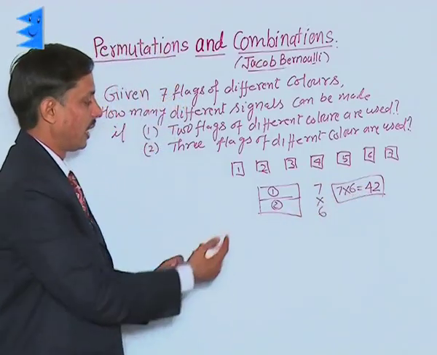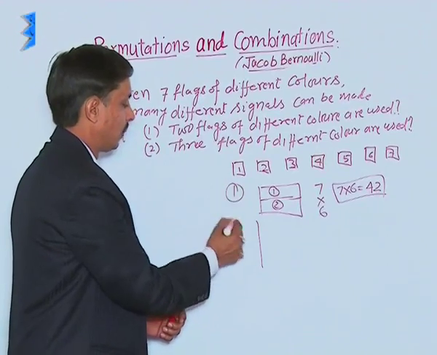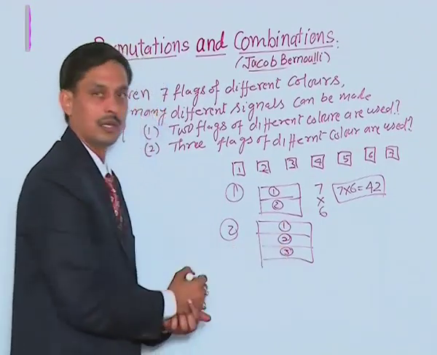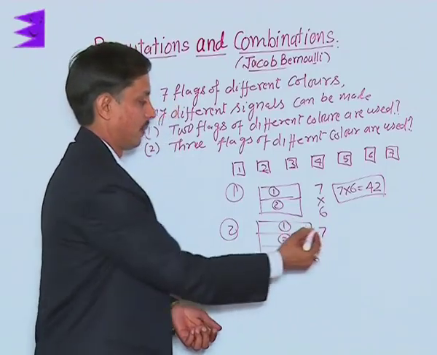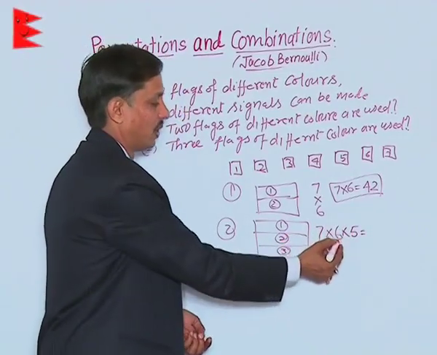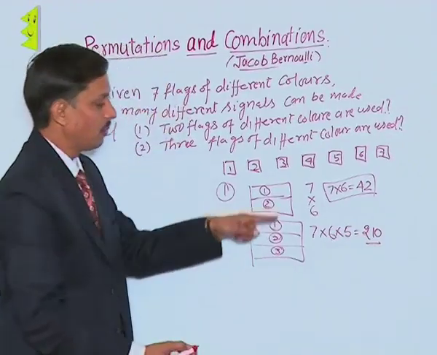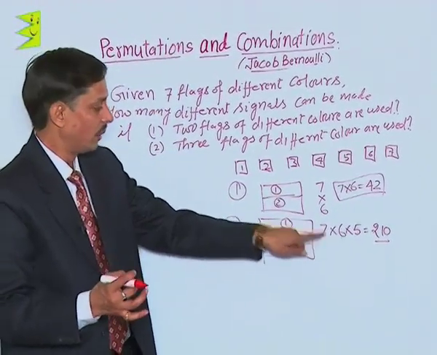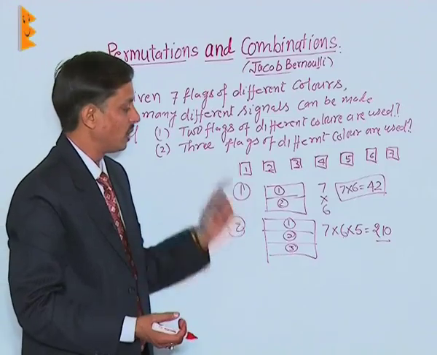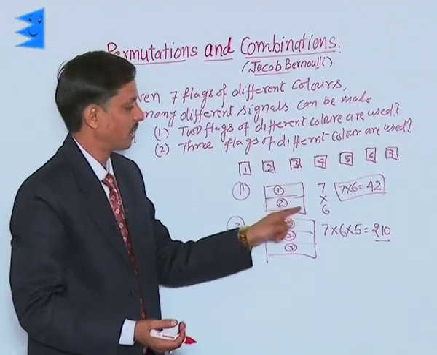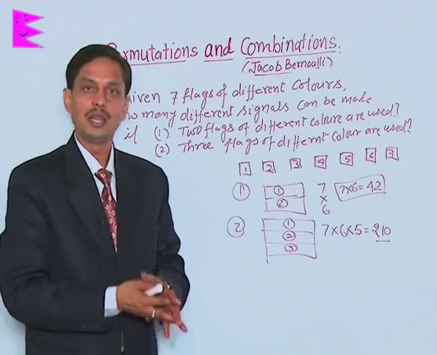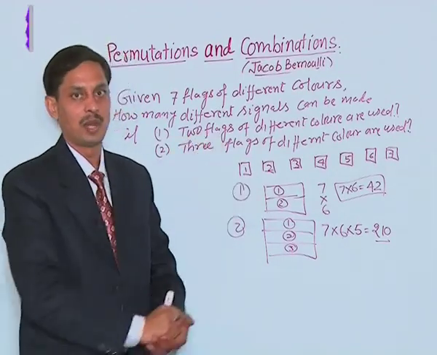The second, in continuation, if I use 3 flags, so it is the first flag, the second, the third. How many choices do I have here? 7. Here? 6. Here? 5. That means 7 into 6 is 42, into 5 is 210. So we can make 210 signals if we use 3 flags at a time, and we can make 42 signals if we are using two different flags at a time. So this is very simple, not difficult, just identify and apply the principle as per the requirement of the question.